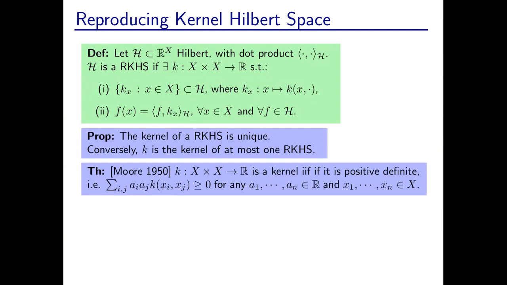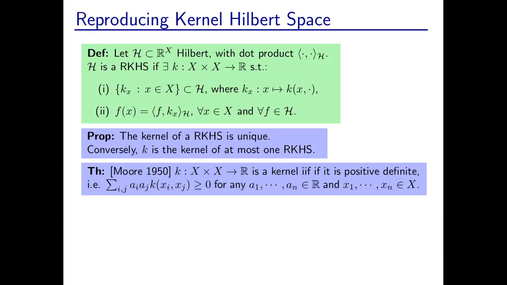But what's more important, at least from a practical point of view, is the following theorem, where you can characterize kernels with positive definiteness. Instead of defining a Hilbert space H and finding a function K satisfying the conditions, it's way easier to use the property that if your function K is positive definite, then there exists some Hilbert space H for which K is the kernel. And positive definiteness is much easier to check. You just need to satisfy the positive definite inequality for any set of points and coefficients.